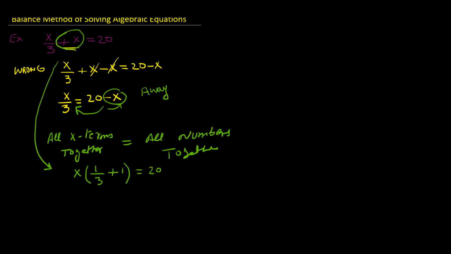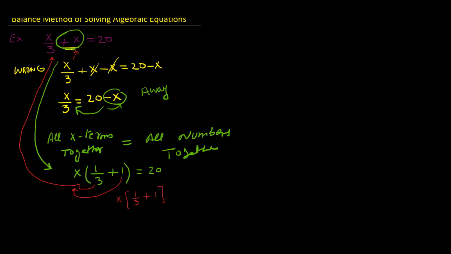So taking common does not change anything. If you use the distributive property, you can multiply these two and you will reach there, x divided by 3. Then you multiply 1 with x and you will become here. So we are not changing anything. So now x is common. Just solve the fraction inside. 1 divided by 3 plus 1.